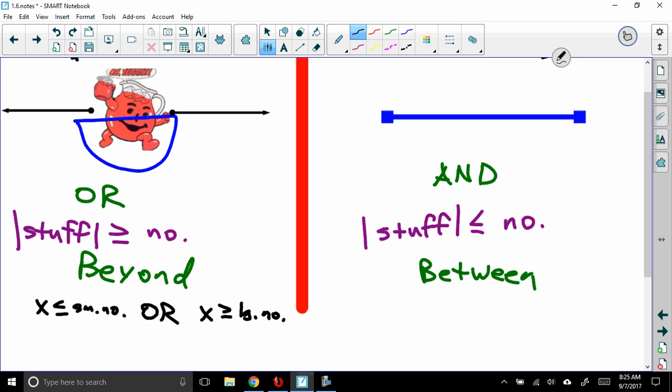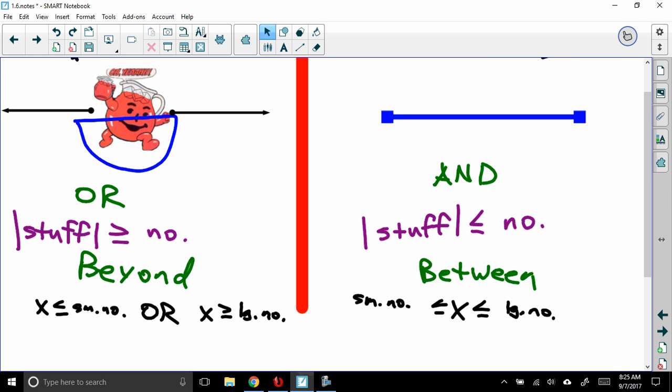With the other case, the between, you'll have x, you'll have a less than or equal sign there, a less than or equal sign there. And you'll have the small number on the left, the big number on the right. Okay. It's much the same way that we had to set up two equations, we're going to have to set up two inequalities.